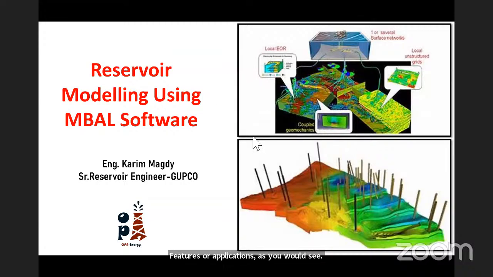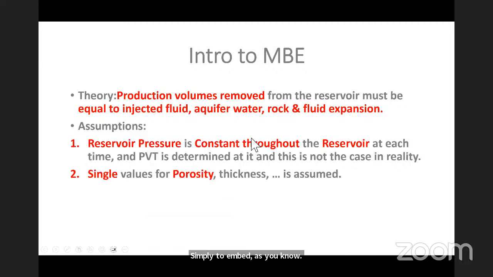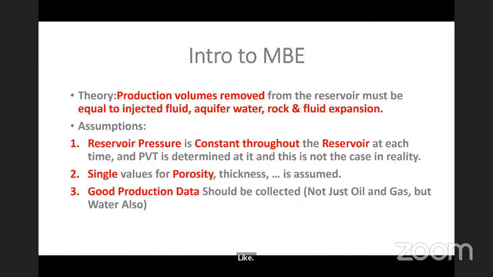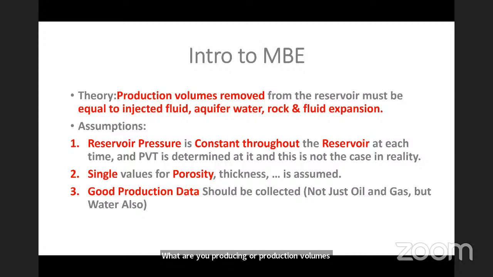So simply, the MBAL is that production volumes are removed from your reservoir, and it's like a balance. That's why we call it material balance. It is always what is happening in your reservoir in terms of injection, expansion, and so on. At the end of the day, it shall be some kind of balance. So if you know what you are producing, or the production volumes removed, you can back-calculate and see what was initially in your reservoir.